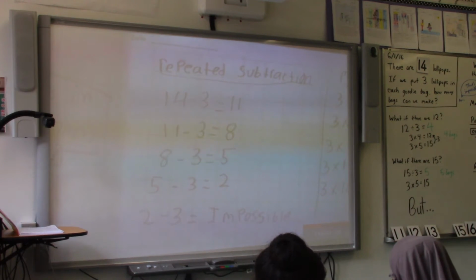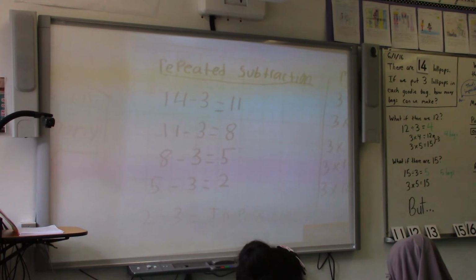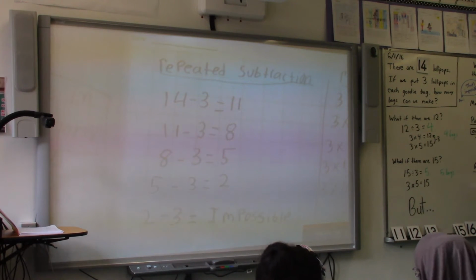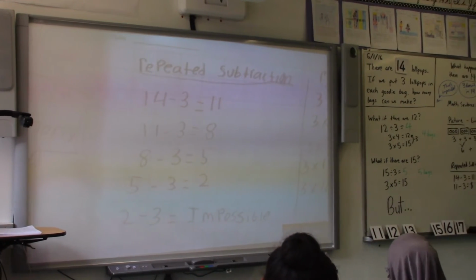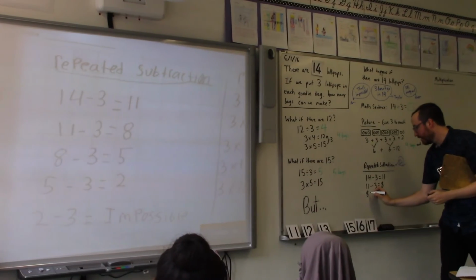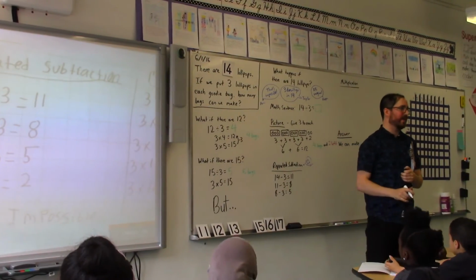Okay, 14 minus 3 is 11. Can I make another bag? Yes. I have 11 lollipops. Yeah, sure I could. 11 minus 3 equals? 8. Can I make another bag? Yes. Okay. 8 minus 3 equals? 5. Could I make another bag?